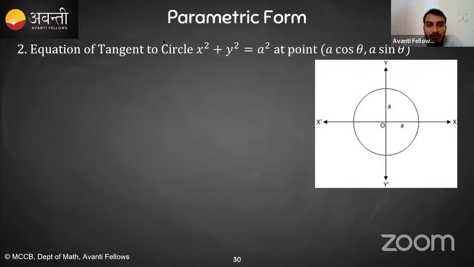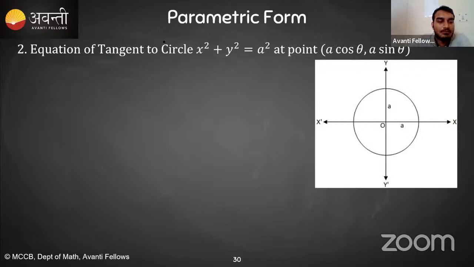This circle has center 0, 0. x square plus y square is equal to a square is a circle with center 0, 0 and radius a, right? So any general point on this circle can be given as center ka x coordinate 0 plus a cos theta, 0 plus a sin theta. So let's say this point is a cos theta comma a sin theta, right? So how will you write the tangent at this point?